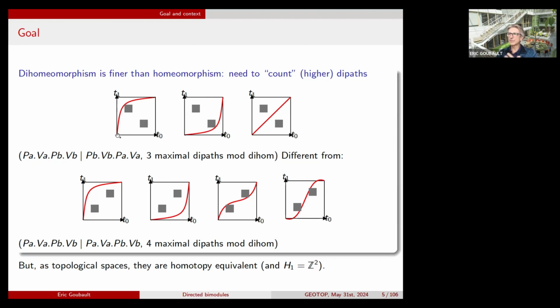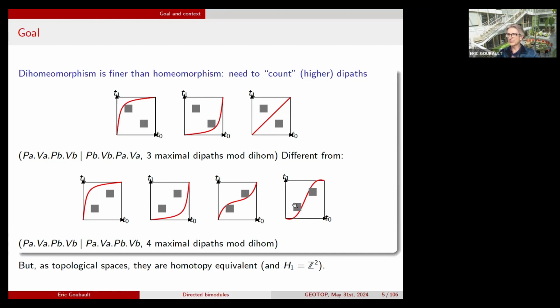And it's easy to see because if you just look at maximal dipaths, the ones from the origin to the endpoints, then you have three, which are pictured here for this space, three modulo deformation, right? Modulo some notion of directed homotopy through directed paths. Whereas for this one, you have four directed paths modulo directed homotopy, right? So this is not going to be dihomeomorphic, because this set of directed paths modulo dihomotopy is going to be an invariant of dihomeomorphism.